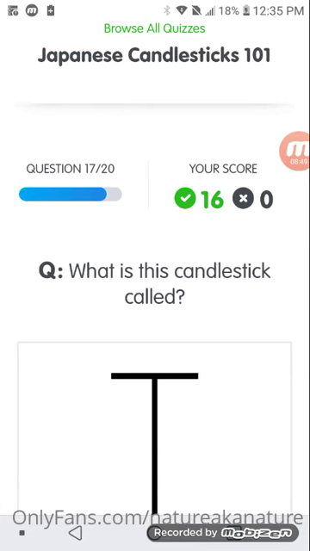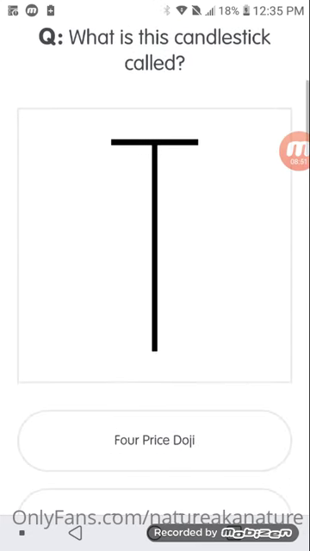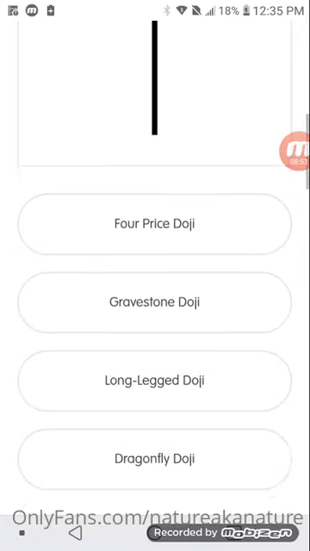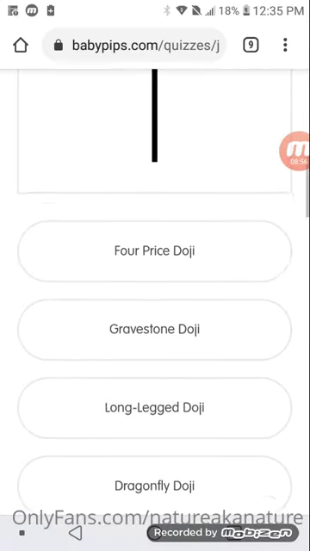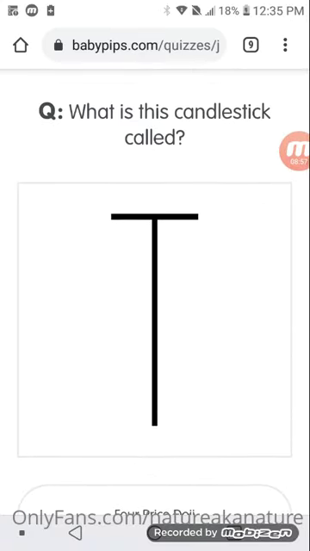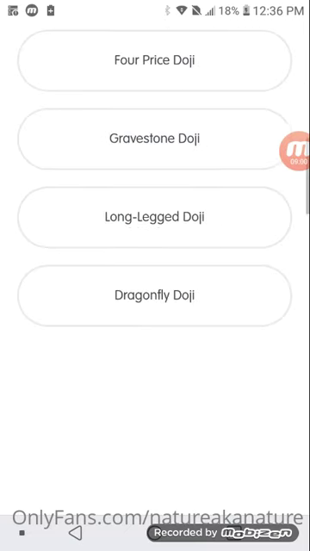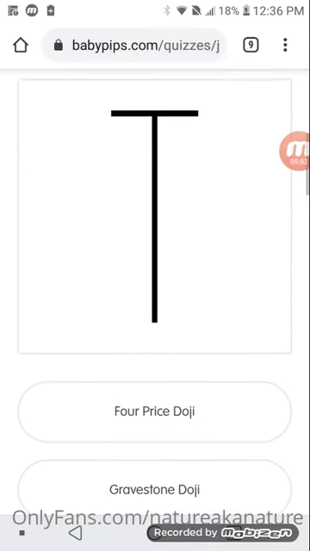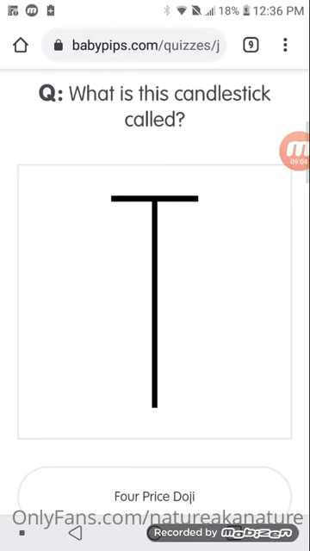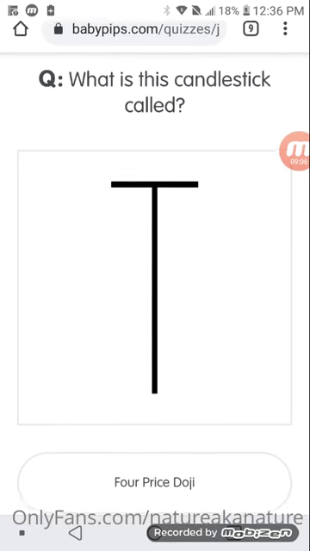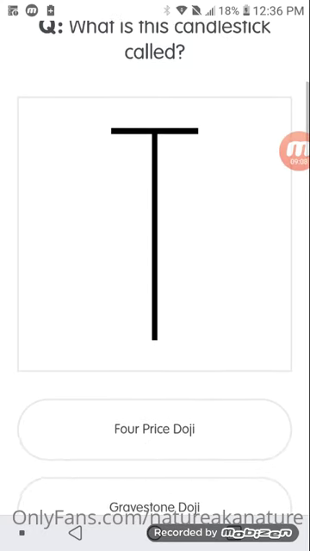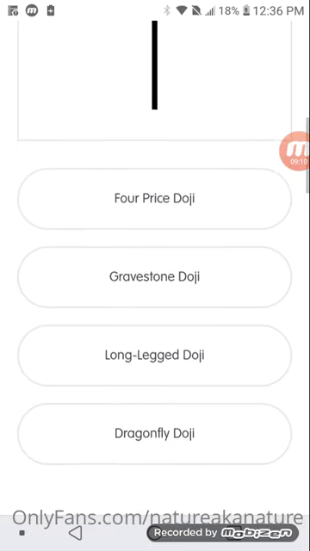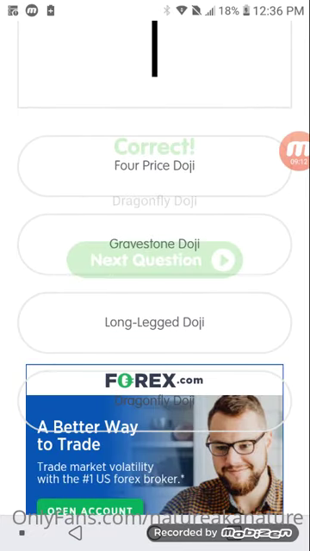What is this candlestick called? Okay, it is called a Dragonfly Doji, as it's flying. You can see it's kind of flying up. It's another doji. Consider that buyers want to come in and push price higher. Okay, called Dragonfly Doji. Correct.